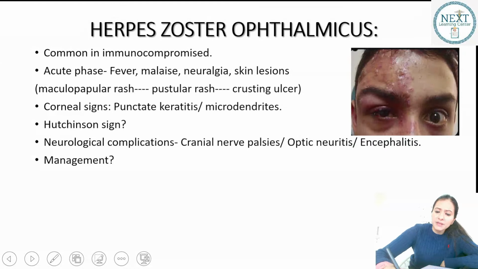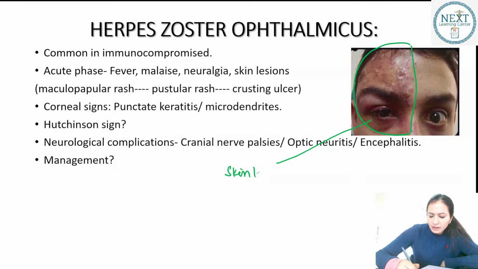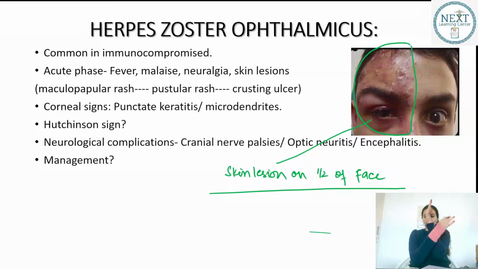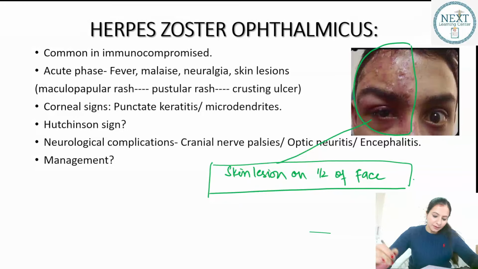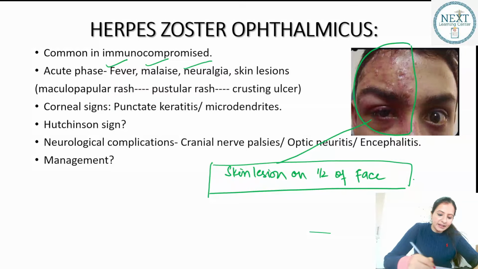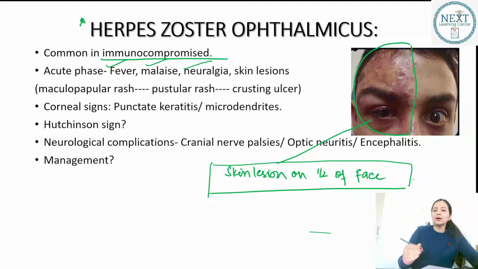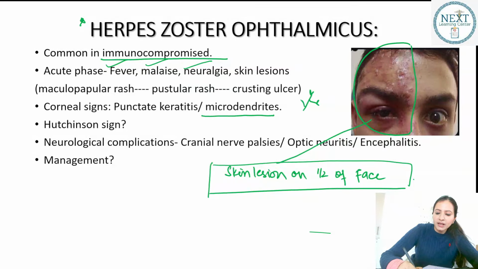Then if we talk about herpes zoster ophthalmicus, if you are given a patient who has skin lesions on half of the face, what does that mean? Your skin lesions are respecting the midline, they are not crossing the midline, either they are here or there. Along with that, the patient is having fever, malaise, neuralgia. Most likely it is a case of herpes zoster, which is seen in immunocompromised patients. And if you look at the corneal signs, it will be microdendrites. Normal dendrites are typically very well defined. Microdendrites are a bit haphazard.